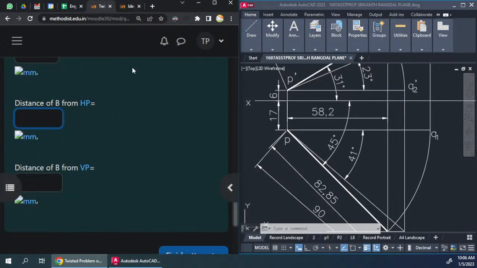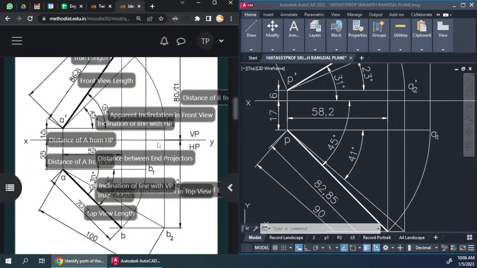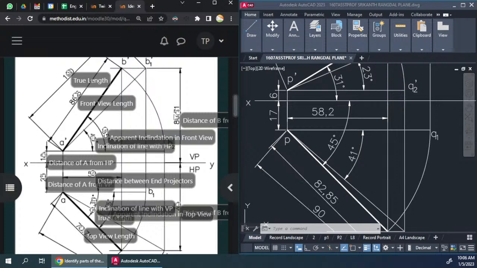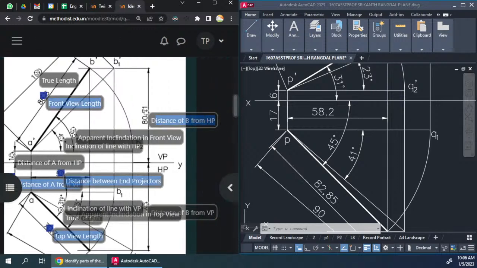Then distance of B from HP. Once again, you can use this value over here. This value given over here is the distance of B from HP.